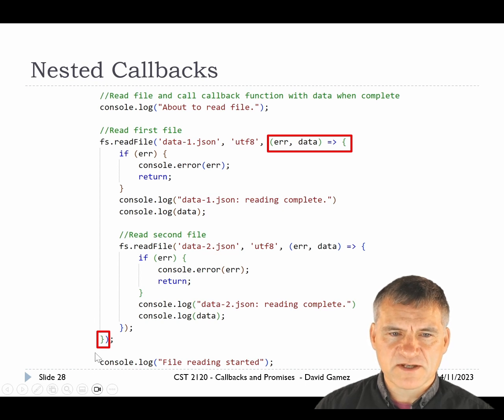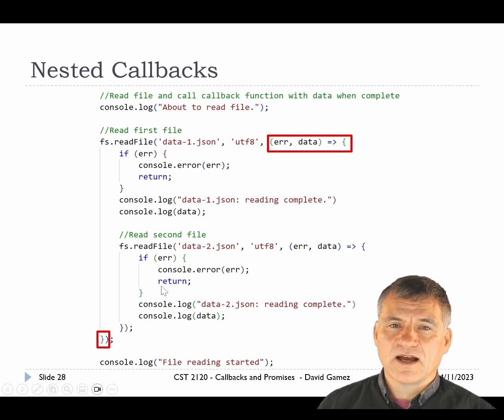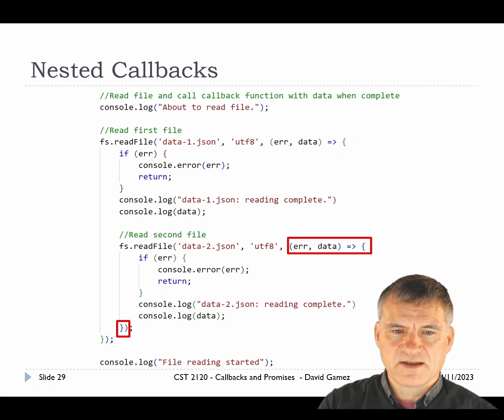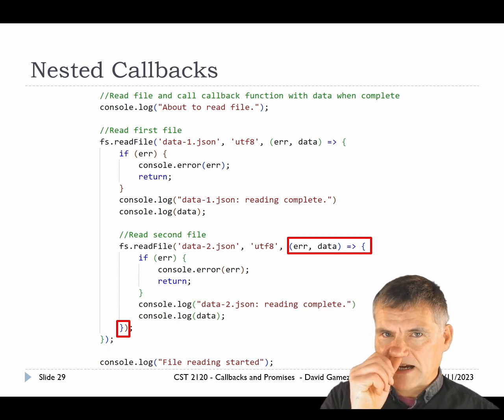When this anonymous function is called, it's going to log out what happened with the first file, and then it's going to start the reading of the second file, passing another callback in there, and this callback will be called when the reading of the second file is completed. So here I've got one callback, the first callback, the outer callback, and then a callback inside that callback.